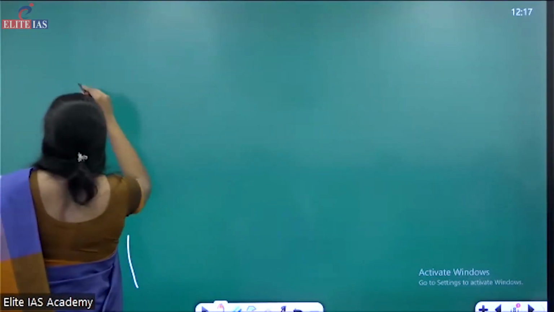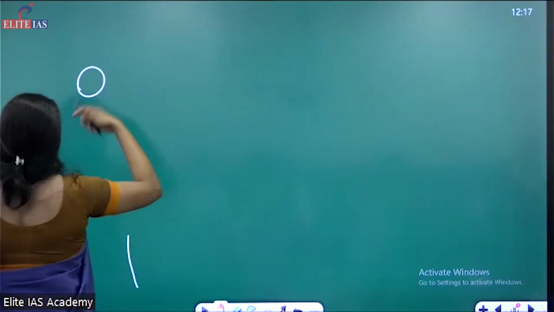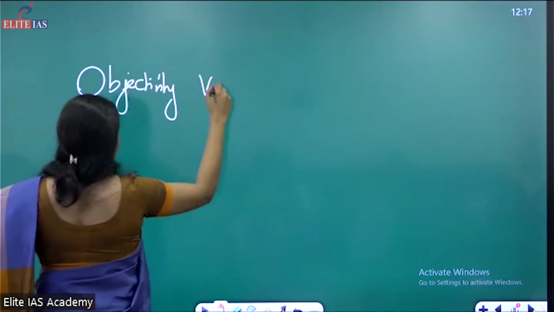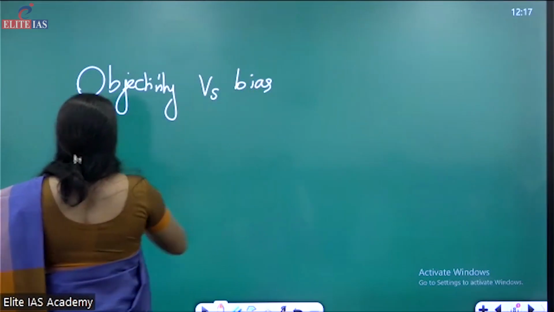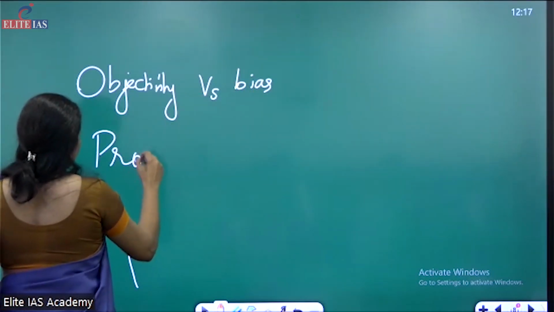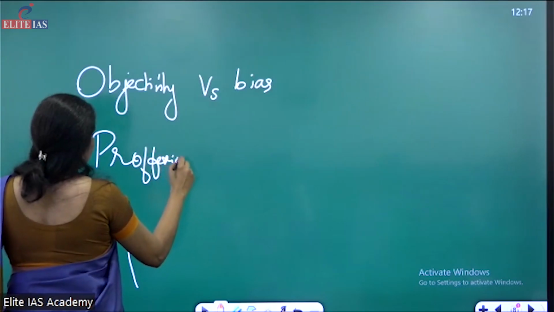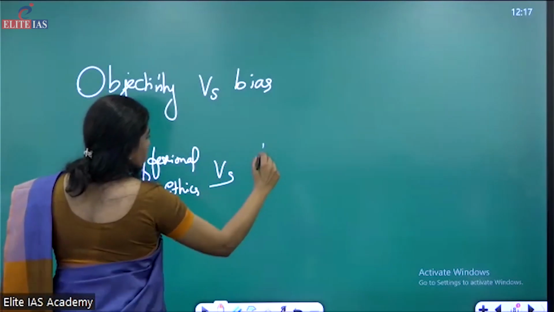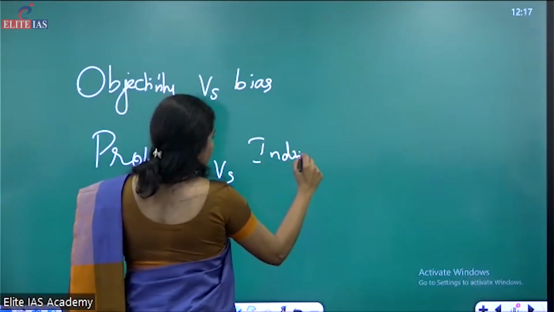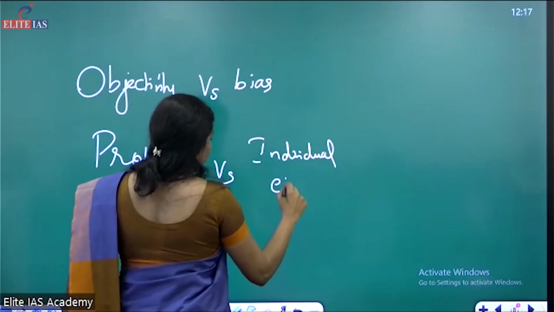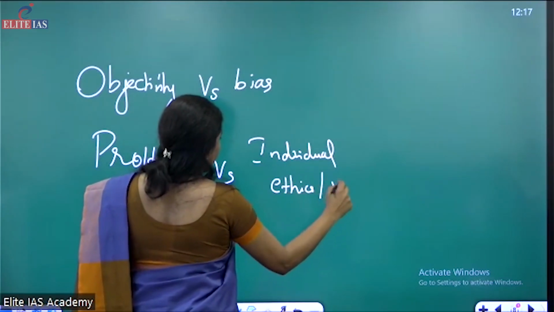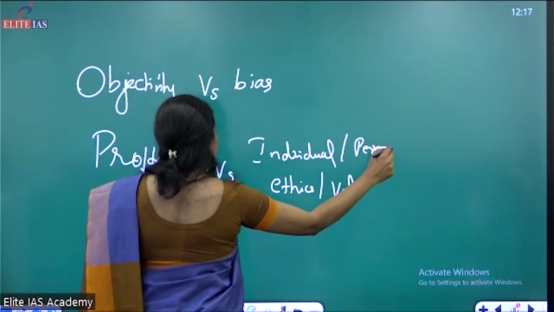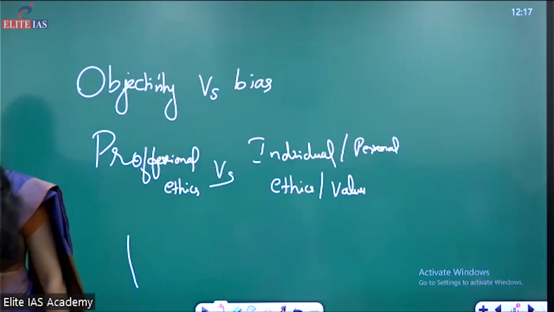You can write objectivity versus bias, professional ethics versus individual or personal ethics or values. You can mention like that. Or you can also mention this as personal, individual or personal. Like this, you have to write the ethical dilemmas.